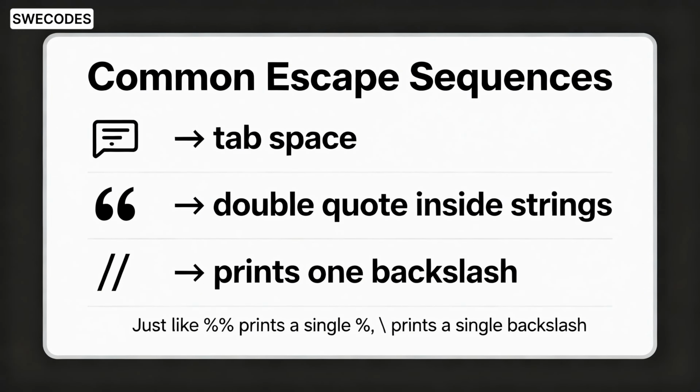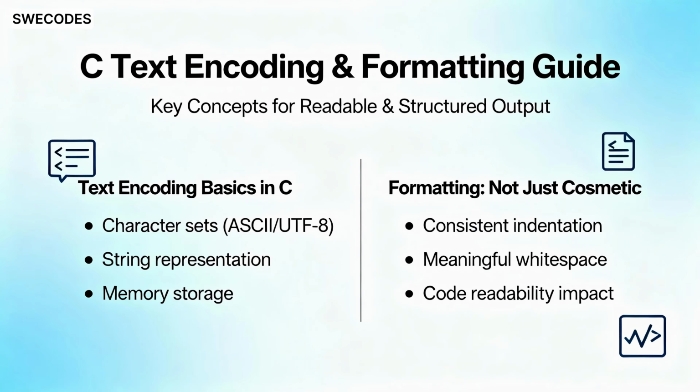Other common escape sequences you'll use all the time. \t for a tab space, \" for a double quote inside strings, \\ prints one backslash. And just like %% prints a single %, \\ prints a single \. These aren't random tricks, they're part of how text is encoded in C. Understanding them is key to writing output that's both readable and well-structured.